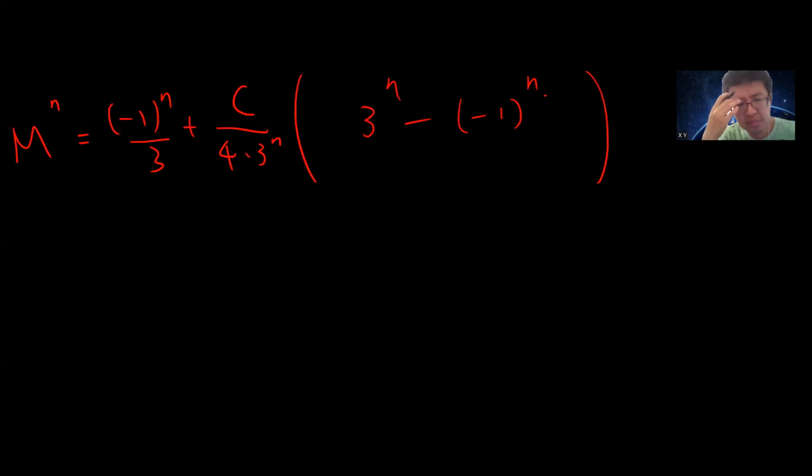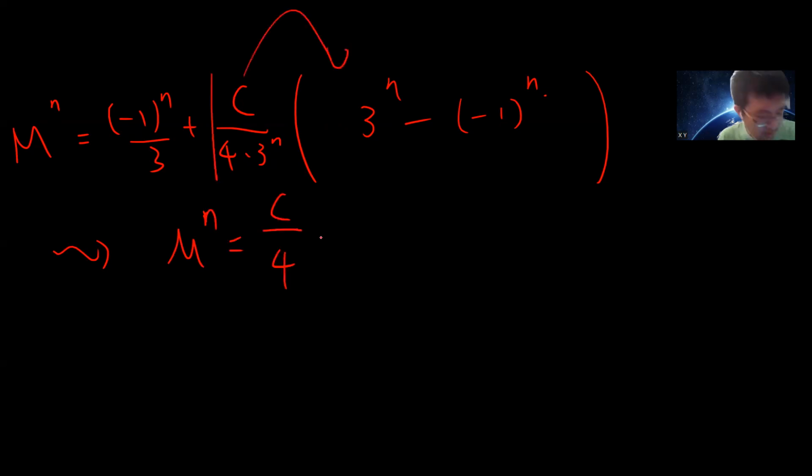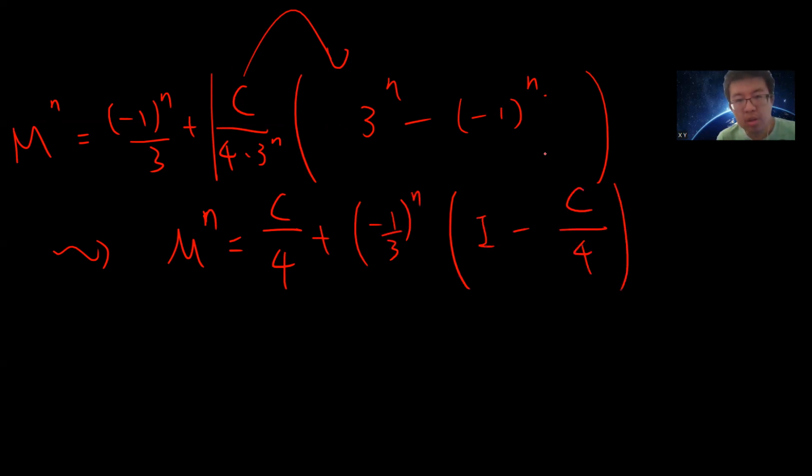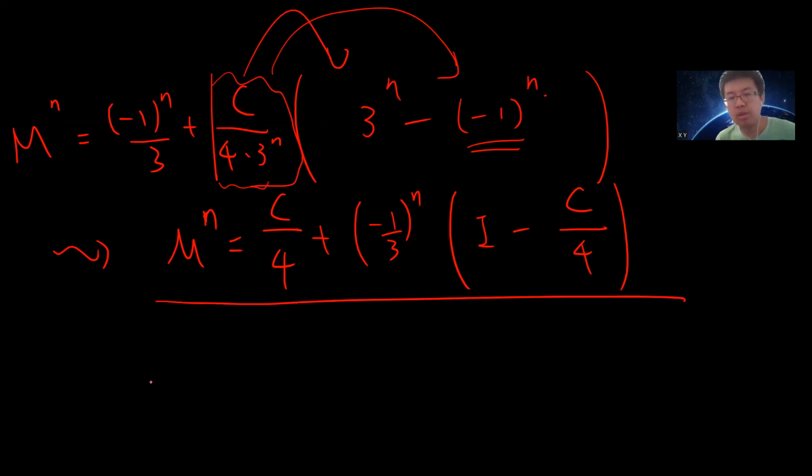So what is this? Your M to the n will be C divided by 4. This is this term. And then you got another term, which is (-1) to the n divided by 3 to the n times identity minus C divided by 4. This term comes out as you do this, and then you jump into this. You take out (-1) to the n, so you get another C divided by 4. Okay, so this is your answer.